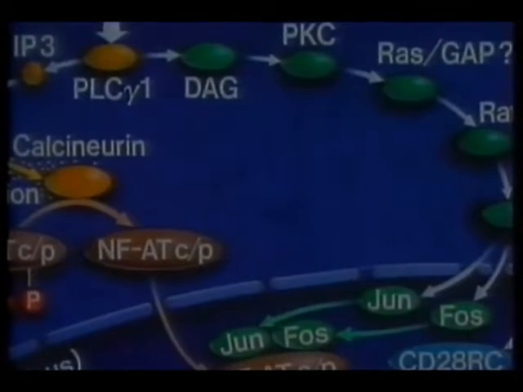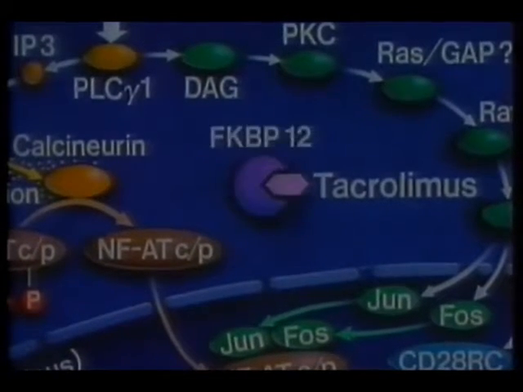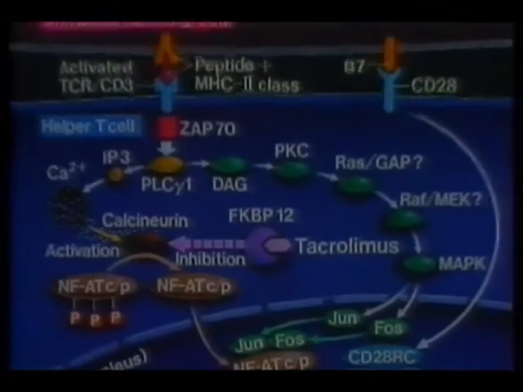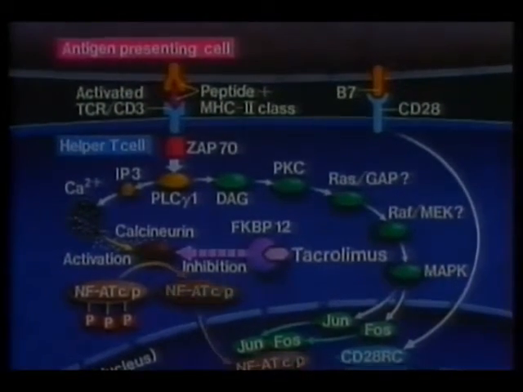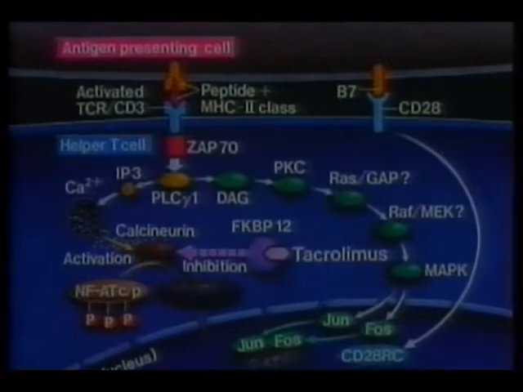However, when tacrolimus is present, it combines with a protein called FKBP12. This complex has the ability to combine with activated calcineurin and to inhibit the dephosphorylating enzyme activation. To accomplish this, an activated signal transduction route is stopped, and the transcription of IL-2 gene is also inhibited. In this manner, finally, the immune reaction is controlled.